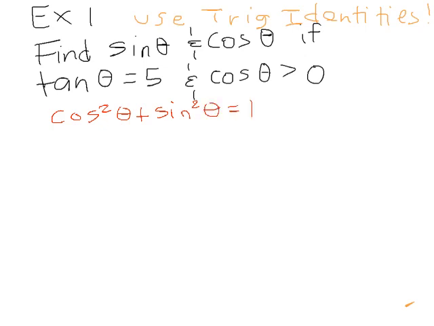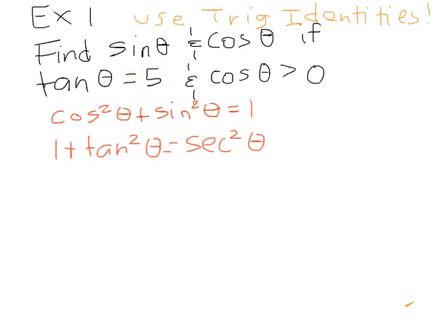From this we can get to our tangent, because tangent is what we know. So we need a trig identity that uses tangent in it. With a little bit of manipulation of the granddaddy of all the trig identities, we get 1 plus tangent squared theta is equal to secant squared theta. This is the identity we're actually going to use to get started. So for secant squared theta, what do we know? We're told in our problem that the tangent of theta is 5.